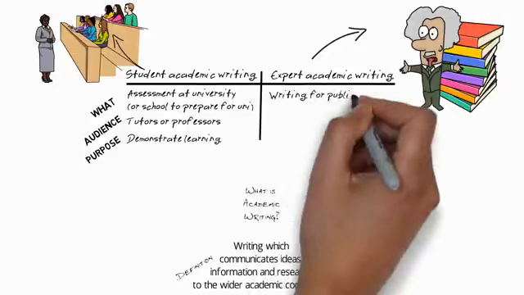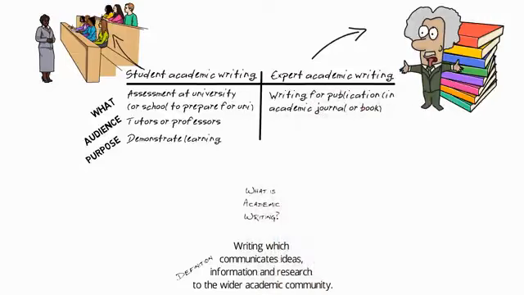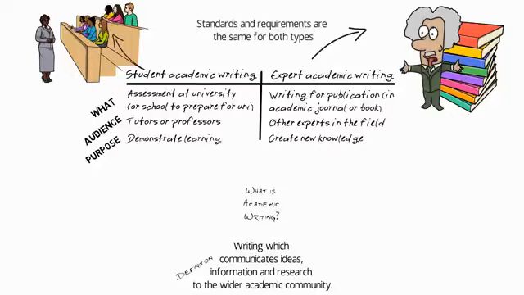Expert academic writing, on the other hand, is writing for publication in academic journals or books. The audience is other experts in the same field, and the purpose is the creation of new knowledge. And although these two types of academic writing are different in terms of content, audience and purpose, the standards and requirements are the same for both.